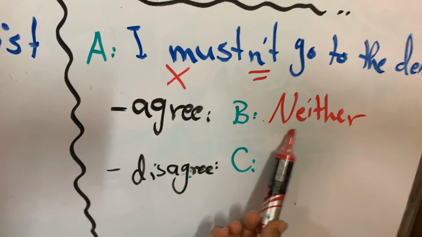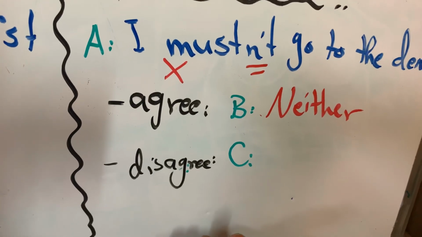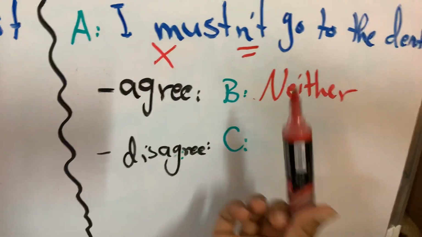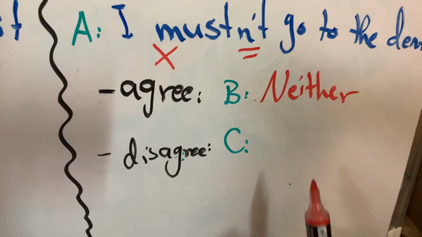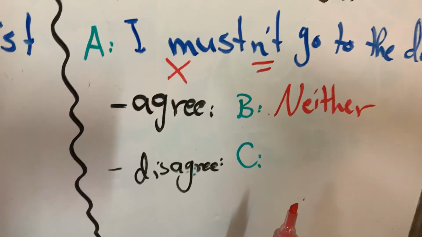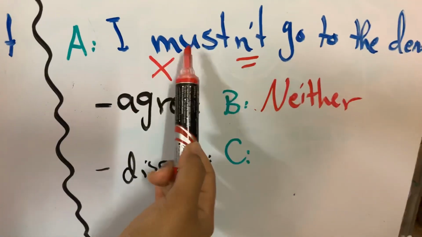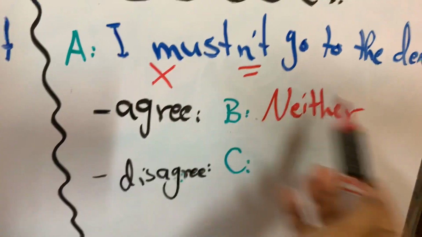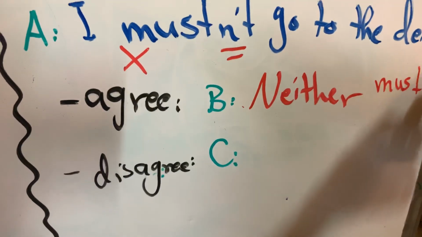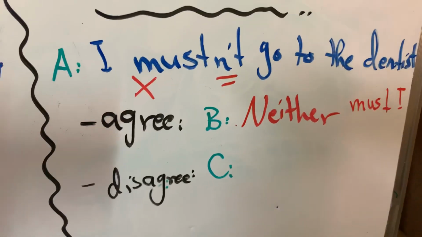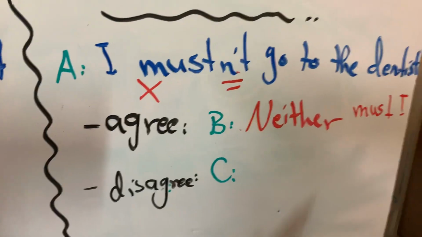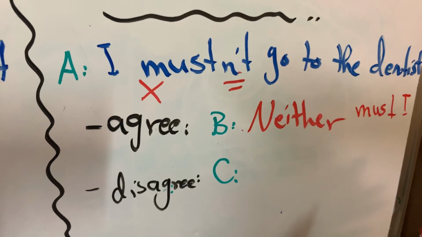Do you know what neither means? Neither gives a negative meaning. So we can't use both of them. Here is not and here is neither. So we can use only must. So neither must I. I didn't use not. Why? Because neither is enough for the negative meaning.